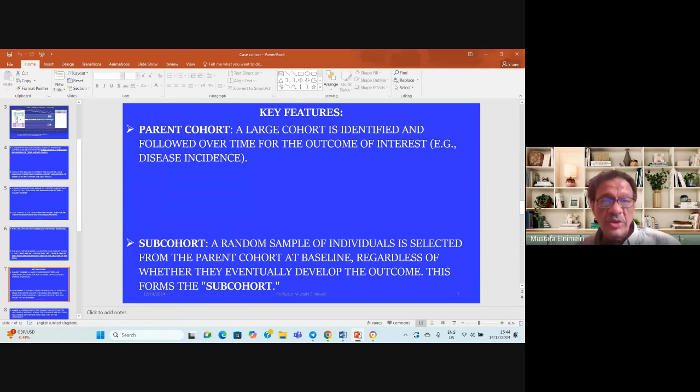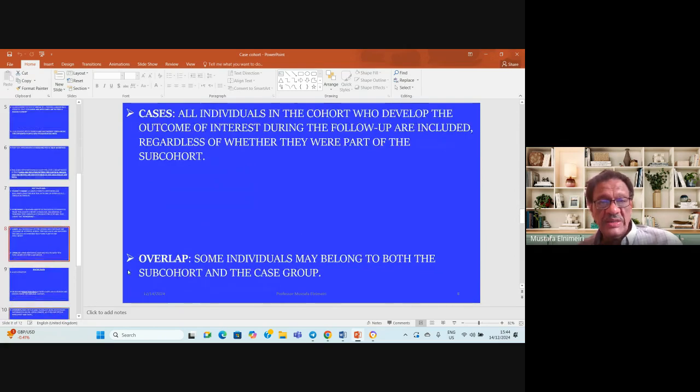status of the exposure. The key features are that we have a parent cohort or the original cohort, a large cohort identified and followed over time for the outcome of interest, the disease incidence. And we have the sub-cohort, which is a random sample of individuals selected from the parent cohort at the baseline, regardless of whether they eventually develop the outcome. And this will form the sub-cohort for us.